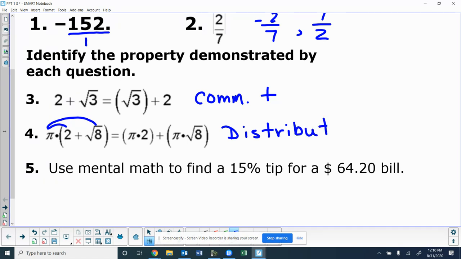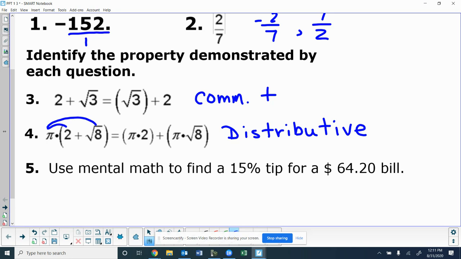So if you have a problem similar to one of these, which you will on the quiz Friday, our first quiz will be Friday, if you're using commutative property or associative property, put addition or multiplication, depending what operations there are. Distributive, you don't have to put it, because it's going to have multiplication and addition in it, or multiplication and subtraction in it.